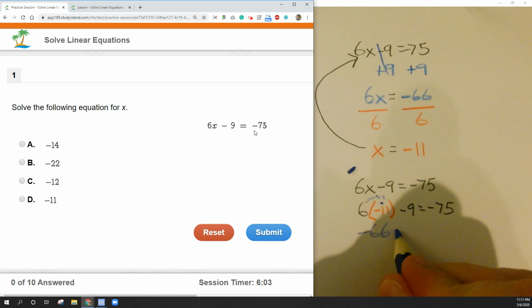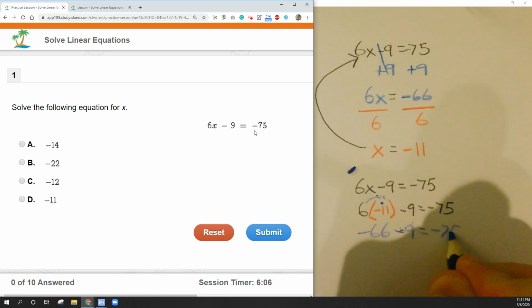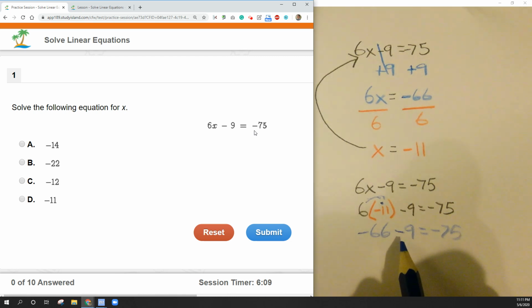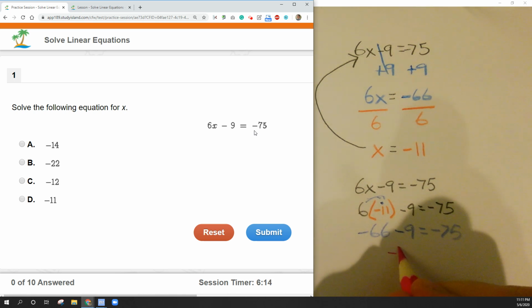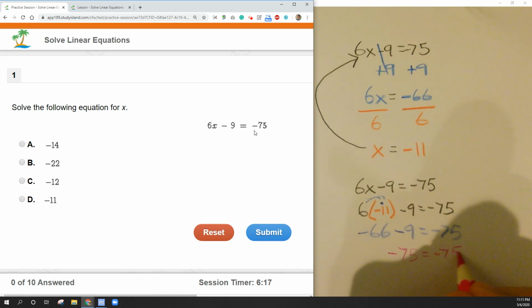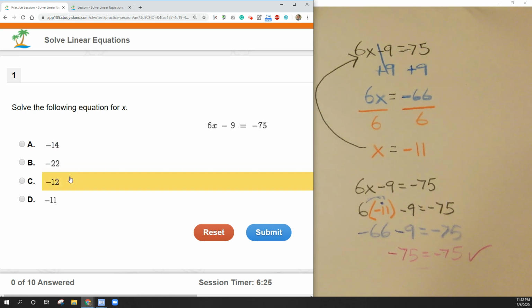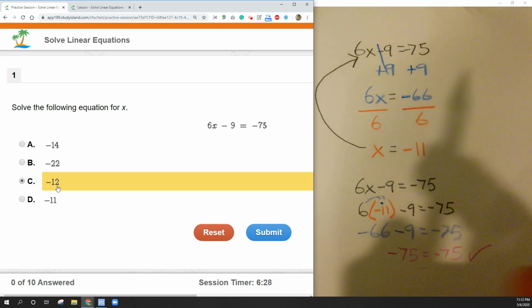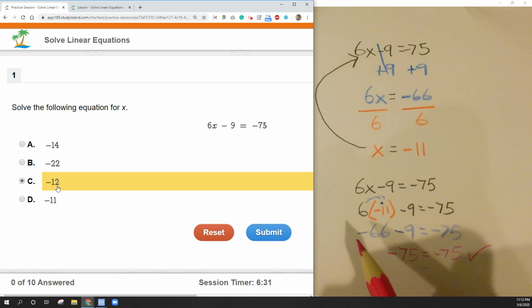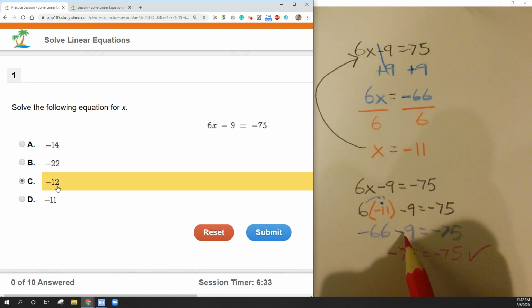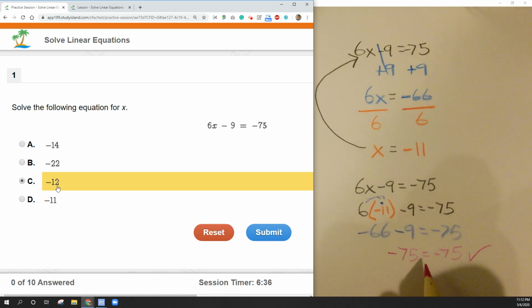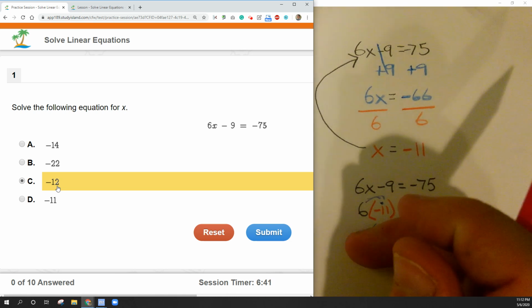And then negative 66 minus 9 equals negative 75. And that's true. Negative 66 minus 9 is negative 75. So it works out. Negative 75 does equal negative 75. We got a true statement, so it works. Had I plugged in the wrong number here, I would have gotten something that doesn't work. For example, had I plugged in, say, negative 12, which is answer C, 6 times negative 12 would have been negative 72. And negative 72 minus 9 would have been negative 81. It would have said negative 81 equals negative 75. And that's just not true, so we would have known that we'd plugged the wrong number in for x.